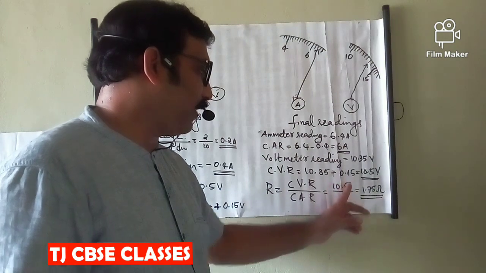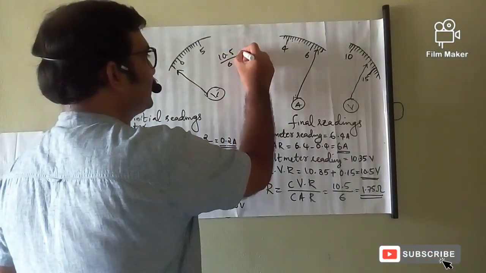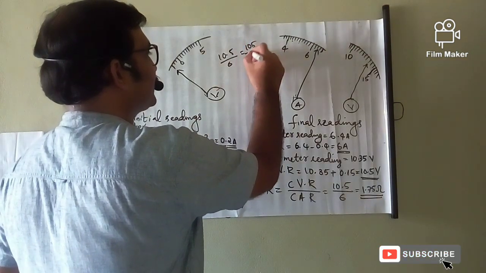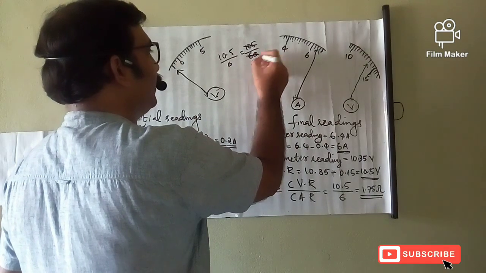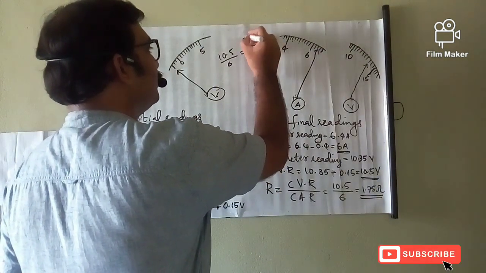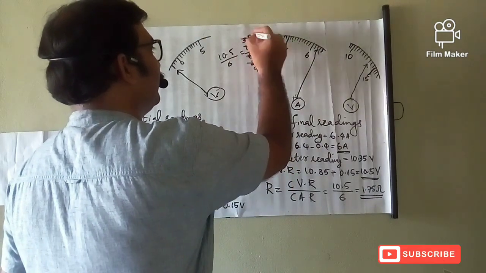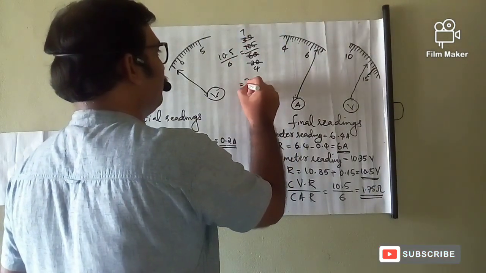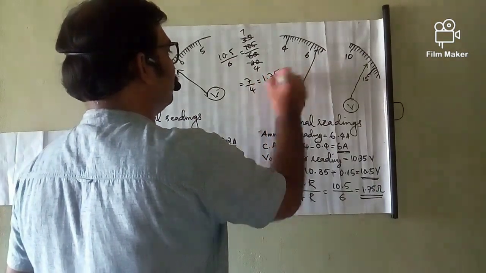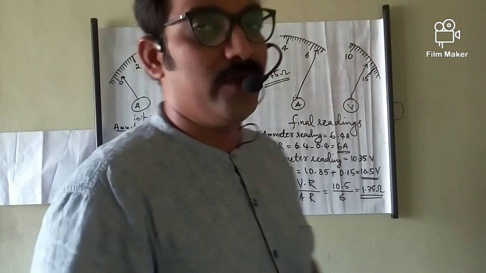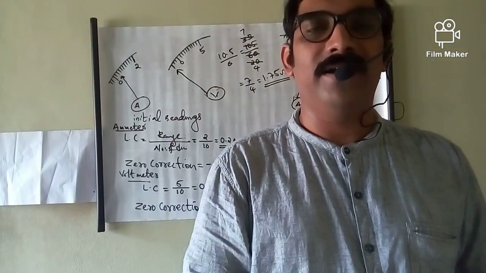10.5 by 6 is equal to 105 by 60. Cutting with 3, we get 35 by 20. Again cutting with 5, we get 7 by 4, which is equal to 1.75 ohm. 1.75 ohm is the resistance of the given wire.